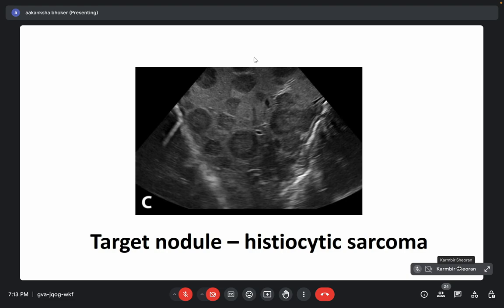Again, here we can see these are the target nodules. I told it is having some hyperechoic center followed by a hypoechoic rim. So these are the appearance of target nodules, and these are generally seen in case of metastasis. We can see metastasis within the liver parenchyma. Or this is a primary. Actually, based on biopsy, it was diagnosed to be a histiocytic sarcoma.